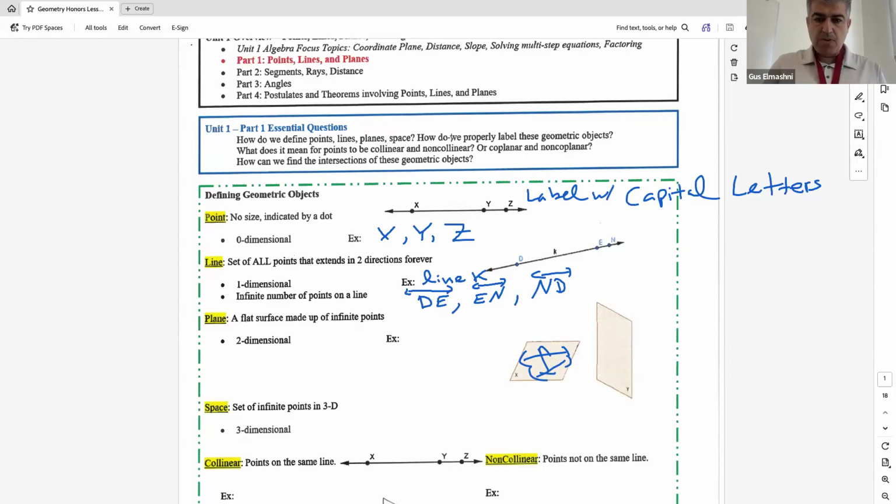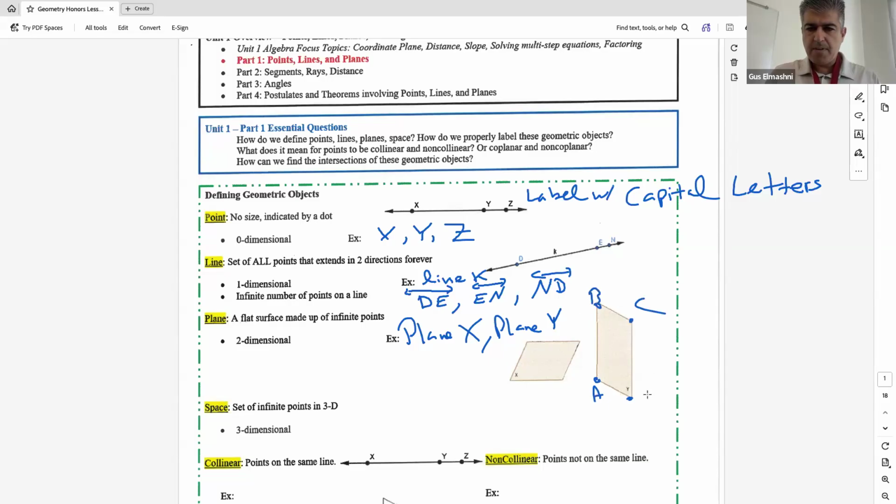So what could I call this? Well, you see there are letters next to each of those planes. So I call it plane X or plane Y because there's two different planes there. Or if you wanted to label the corners, you could label them like this. You call it plane ABCD.